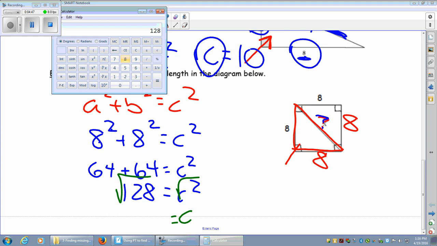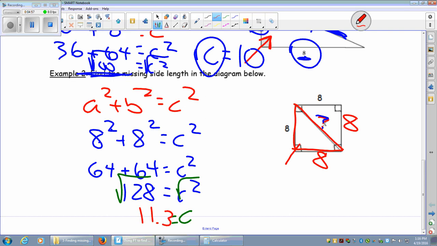Alright, hopefully you're going to get something similar to me. I got 11.3, if I want to round to the nearest tenth. So 11.3 is apparently this side length. Pretty easy, right, guys? So would you please flip to the next page?